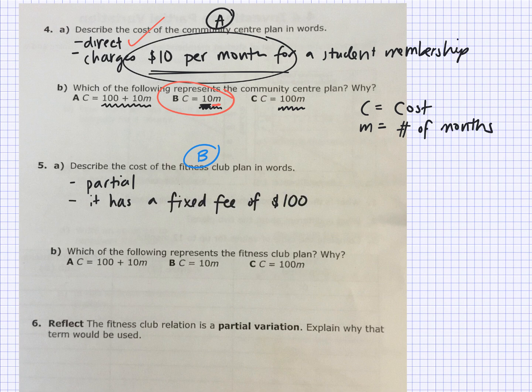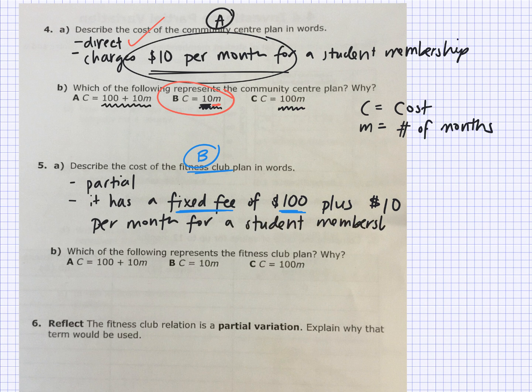That at the fitness club, you have to pay a fixed fee of $100 no matter what. Even if you don't go, you still have to pay that $100. Plus, then what? How much do you have to pay per month? $10 per month for a student membership. So you're not just paying $10 a month, you had to pay an initial fee, a fixed fee of $100 just to join.